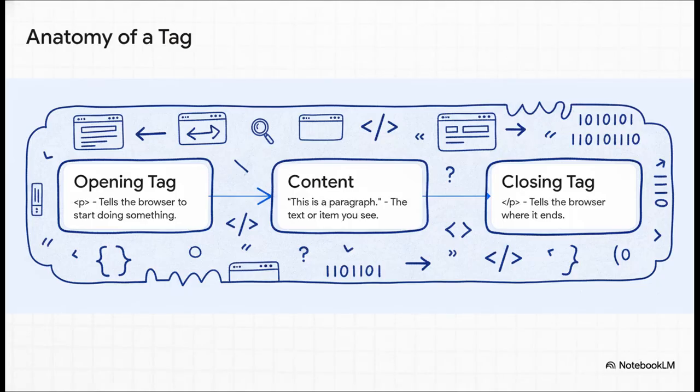Let's take a quick look at the anatomy of a tag, because it's super simple. Most of them come in pairs. First, you have an opening tag, like this, P for a paragraph. That tells the browser, hey, start a paragraph here. Then you have the actual content, the words you see. And finally, you have a closing tag. See that little slash? That's a signal to the browser that says, okay, we're done with the paragraph now. It's a really clear start and a really clear finish.